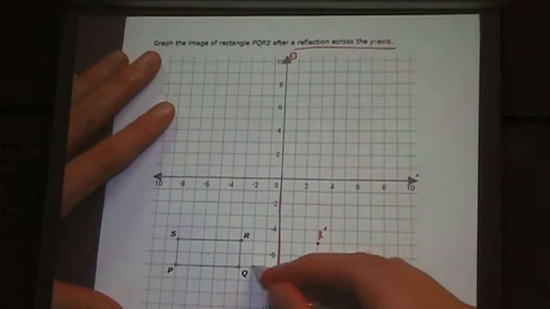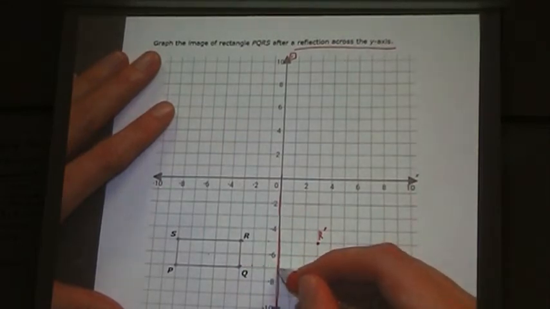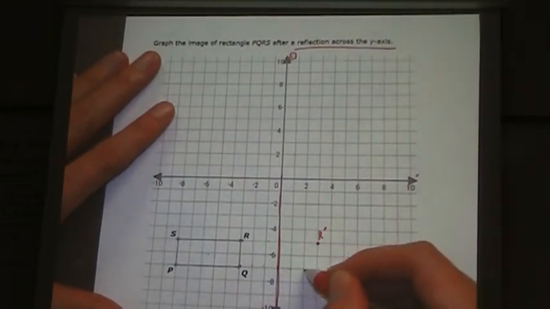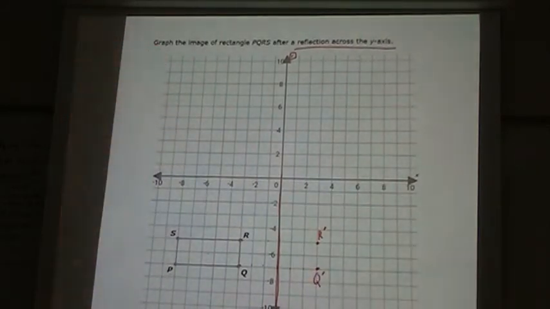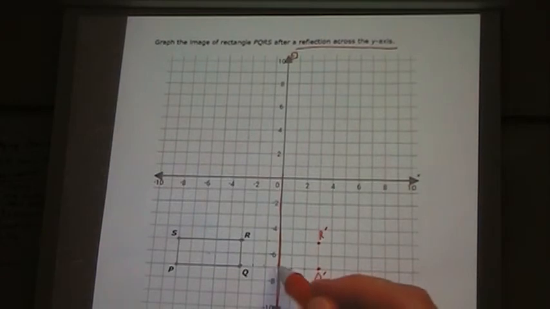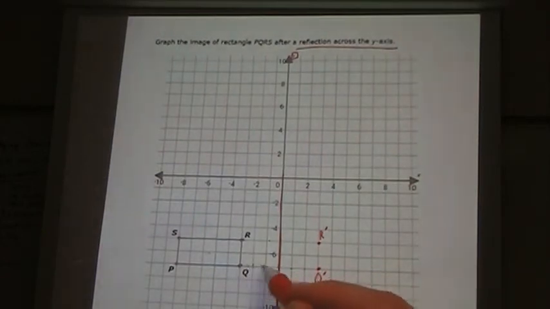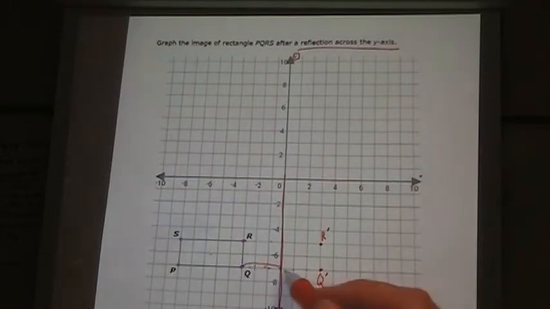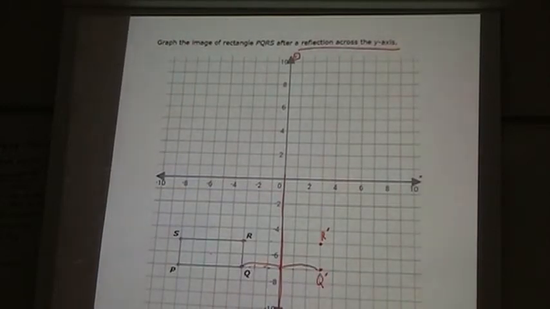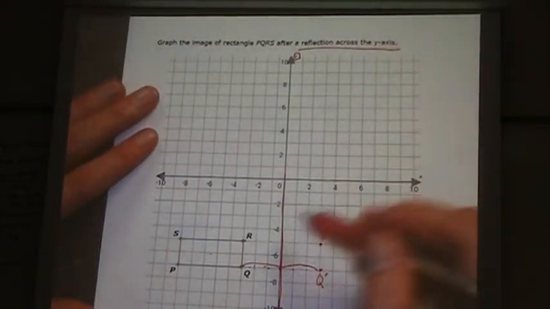Q. 1, 2, 3 left from the line of reflection. Hop back to there. 1, 2, 3 right. Make sure you always count from the line of reflection. Don't go 1, 2, 3, then 1, 2, 3 again and say, oh, I'm right here. No, no, no. If you're 3 from this line of reflection, you have to be 3 in the other direction. Okay? And then we have our S.